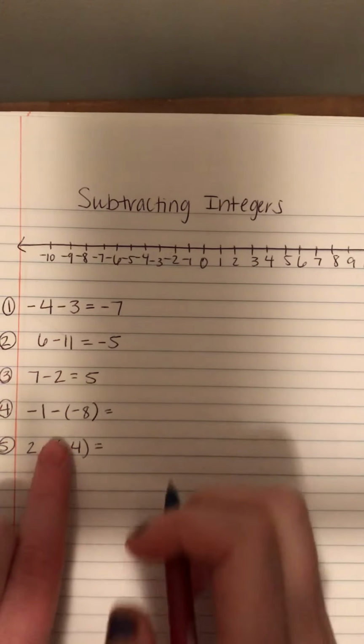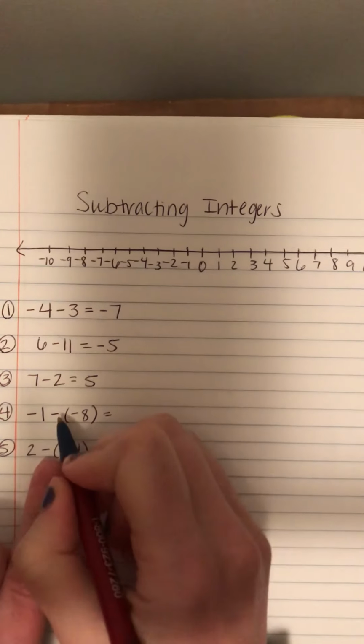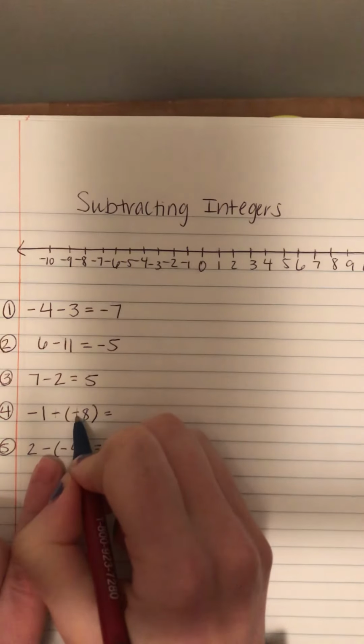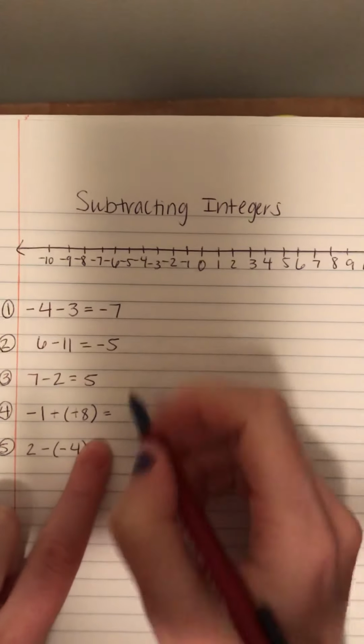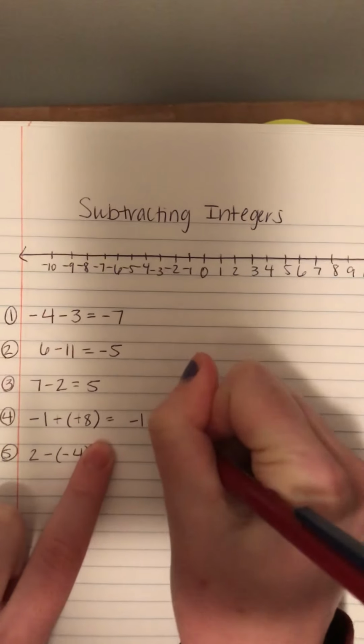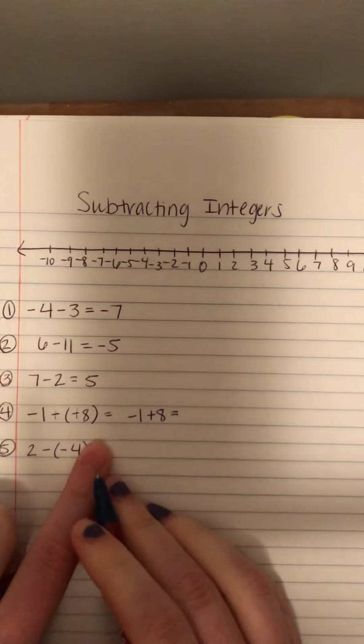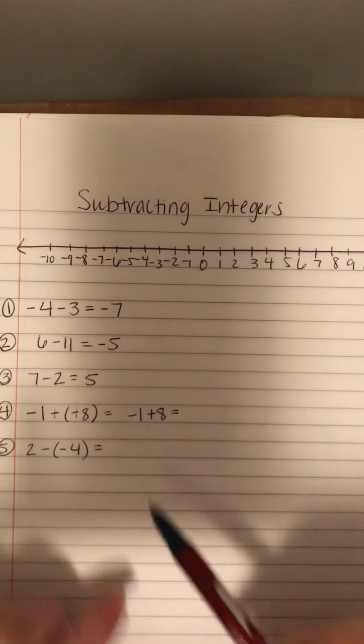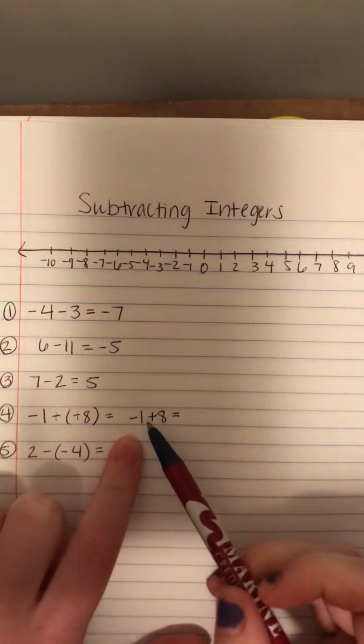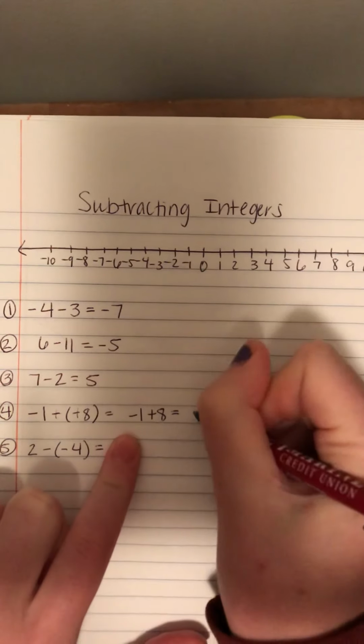So if you want to rewrite these, that would be a good idea. Some people like to put a little plus sign in there for both of those. You can do that, or you can rewrite it as negative 1 plus 8. Either way is fine, and then you're back to normal. So we did adding integers yesterday, so negative 1 plus 8 would get us to 7.